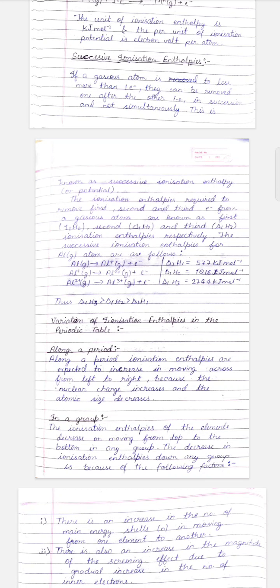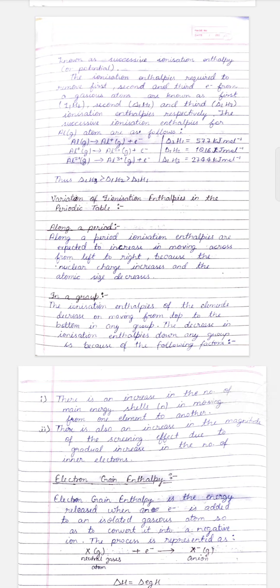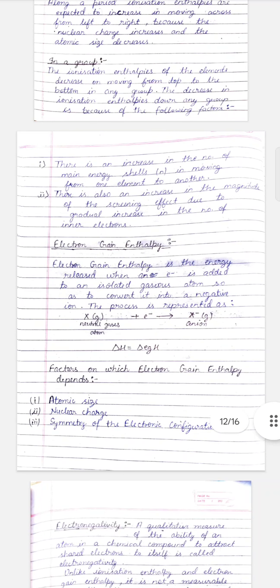Variation of ionization enthalpy in the periodic table. Along a period, ionization enthalpies are expected to increase on moving across from left to right because the nuclear charge increases and the atomic size decreases. In a group, the ionization enthalpies of the elements decrease when moving from top to bottom. The decrease in ionization enthalpy down any group is because of the following factors. There is an increase in the number of main energy shells in moving from one element to another. There is also an increase in the magnitude of the screening effect due to gradual increase in the number of inner electrons.